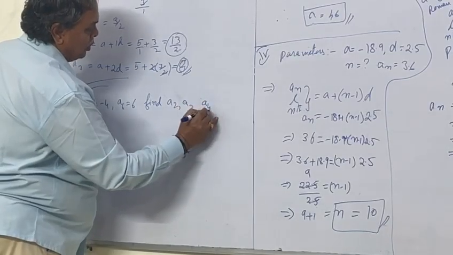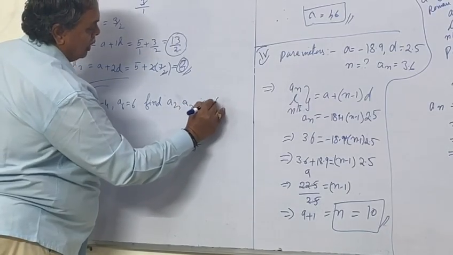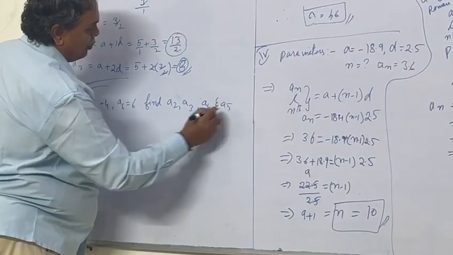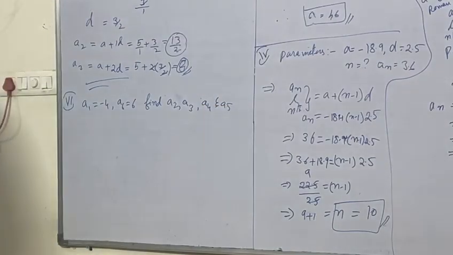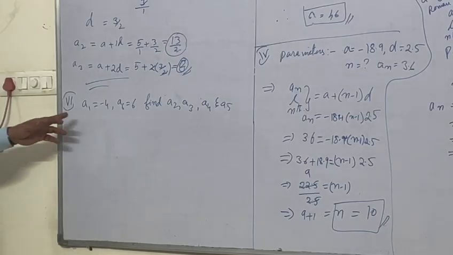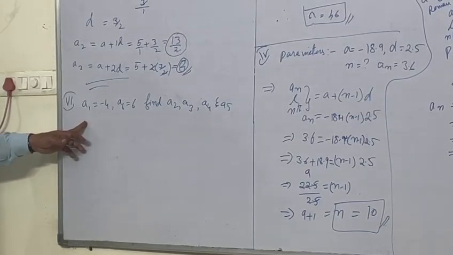This is a big question. See clearly: here 5 terms you will have to find. How many terms will we have to find? 5 terms. First, what should we do? Tell me, Pranavi. First write down what A1 is equal to.